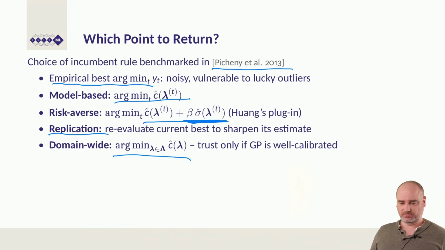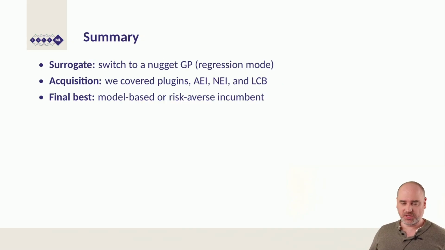You could also do a domain-wide evaluation of your posterior mean function across the whole configuration space and then return the best there. So this is effectively one extra iteration of Bayesian optimization with posterior mean as an acquisition function. Usually people don't like that because then you would return a point that you haven't even evaluated. I usually also would not do that. Okay, I wanted to say that this concludes our session here on noisy BO.